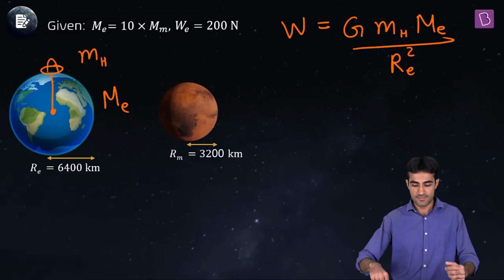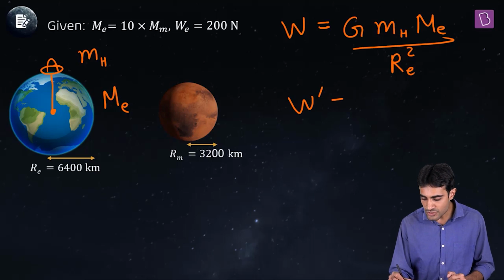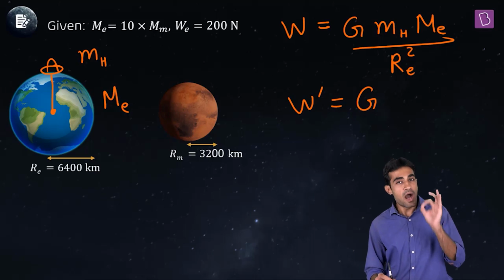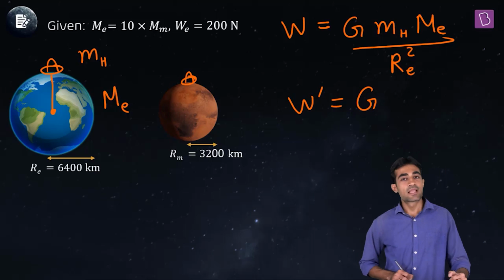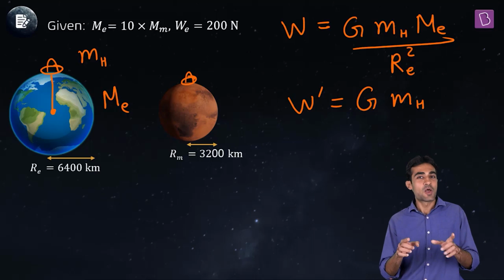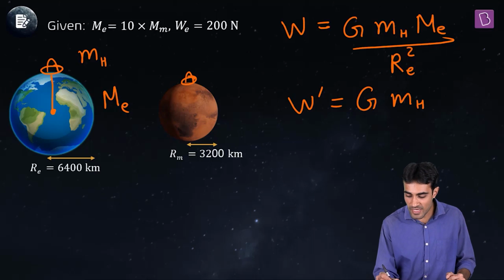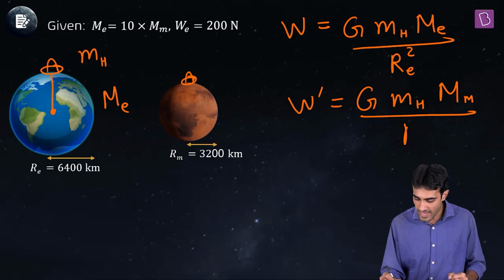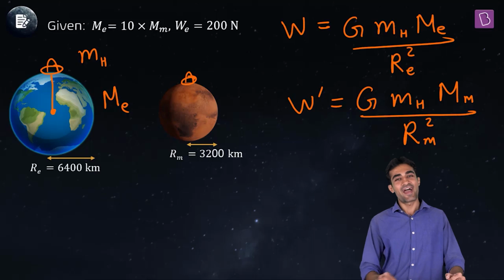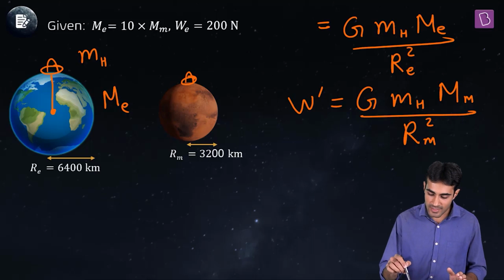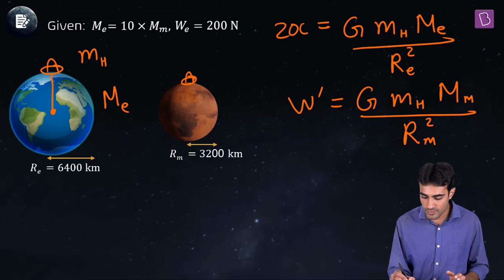Now let's talk about Mars. The new weight is W dash. Now we have G times the mass of hat, which is the same. We haven't changed the hat. Mass of the hat times, now the mass of Mars is different, so we will write mass of Mars, and we divide this by radius of Mars whole square. Good. We have these two equations. Now the weight of the hat on the surface of the Earth is given. It is given to be 200 newtons.